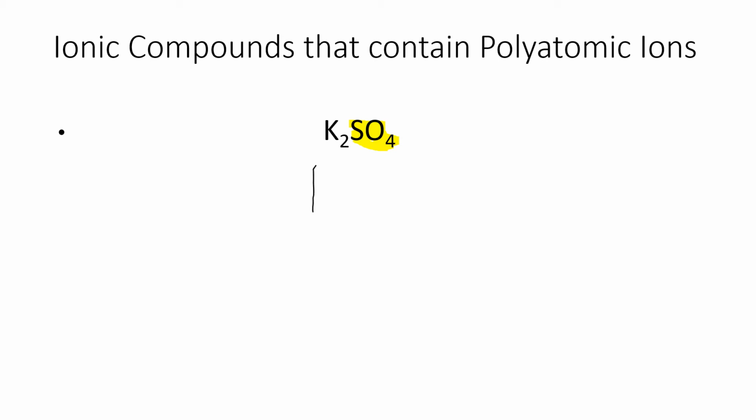So let's write out our ions again, just as we've done before. I have 2 potassium ions. When we look at potassium on the periodic table, potassium is in group 1A for a charge of +1. That SO4, we recognize that as a polyatomic ion, and you would have memorized this. SO4 will have a charge of -2.